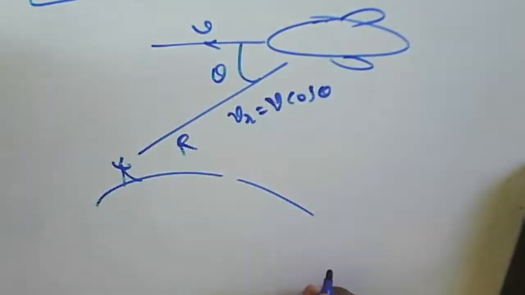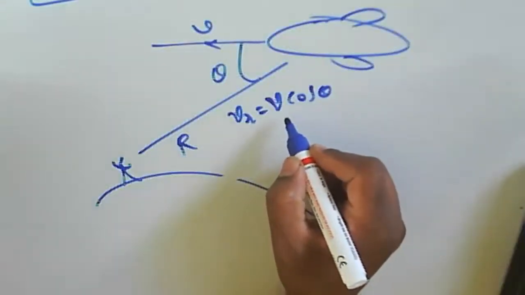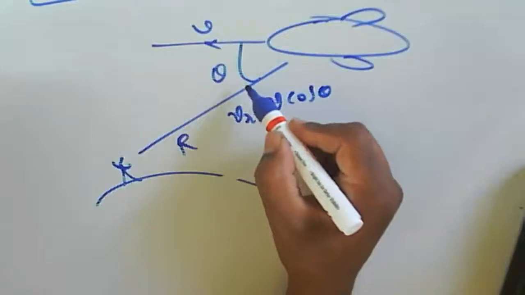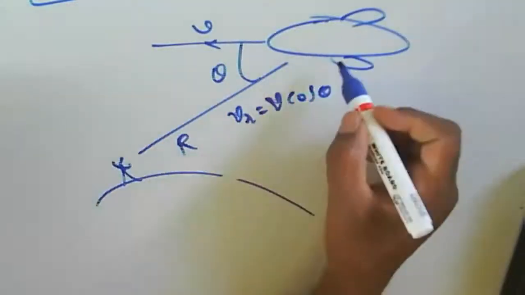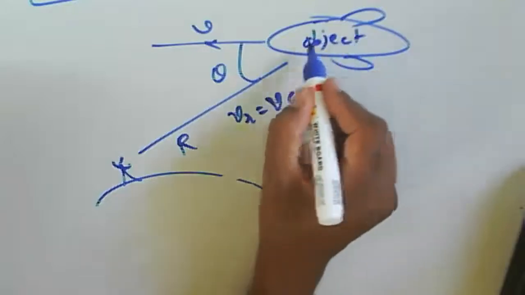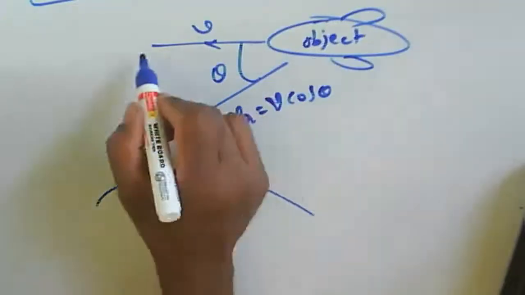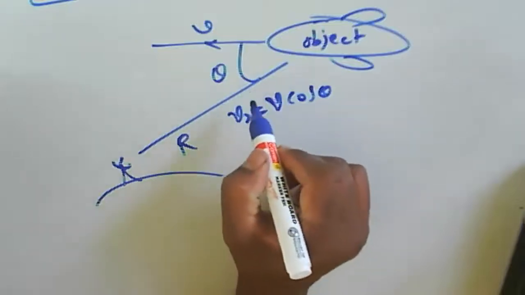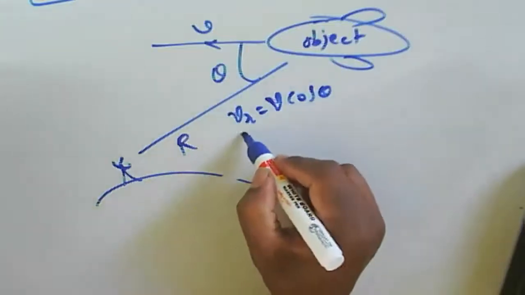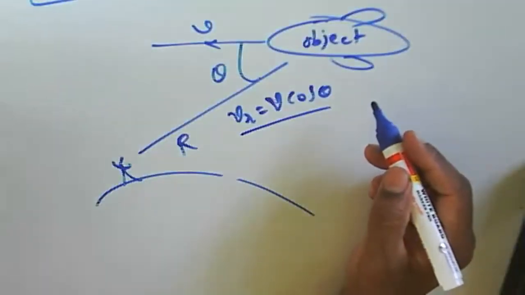So what is theta? Theta is the angle between the target velocity vector, the velocity of the object, and the radar line of sight to the object. That is theta. That's why we say that Vr is equal to V cos theta.